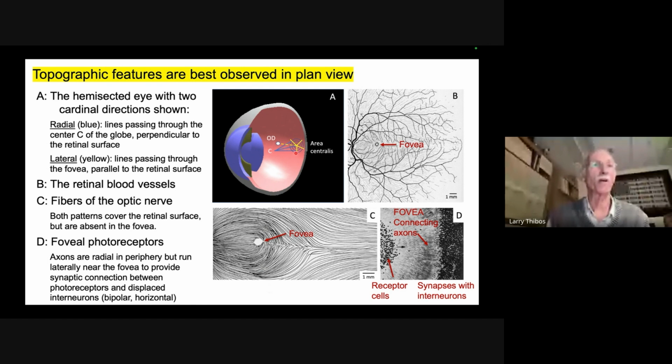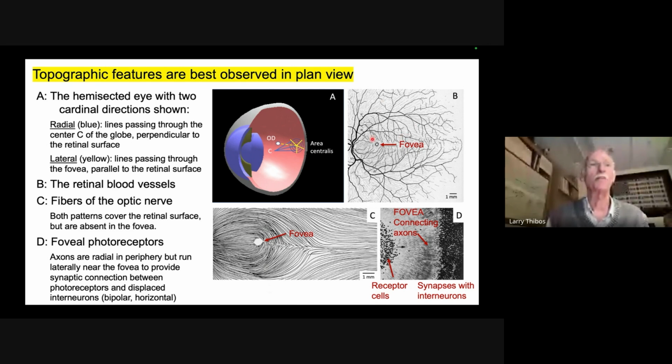Now, part of the big argument between Müller and Bergmann has to do with whether certain features of the eye are radial or lateral. They both had very strong opinions on that topic, and it was a critical point to decide.